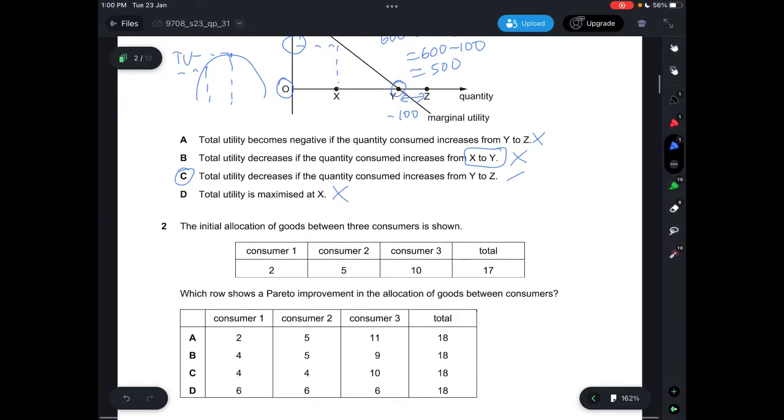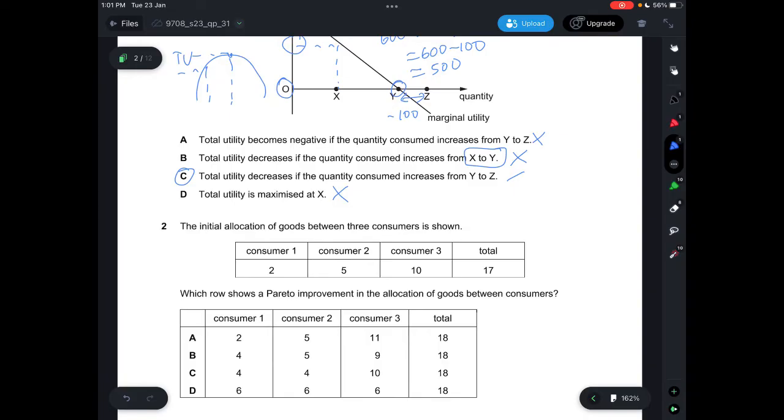Okay, question 2. The initial allocation of goods between 3 consumers is shown. Consumer 1 consumes 2, consumer 2 consumes 5, and consumer 3 consumes 10, and then the total would be 17. So, which rule shows a Pareto improvement in the allocation of goods between consumers?